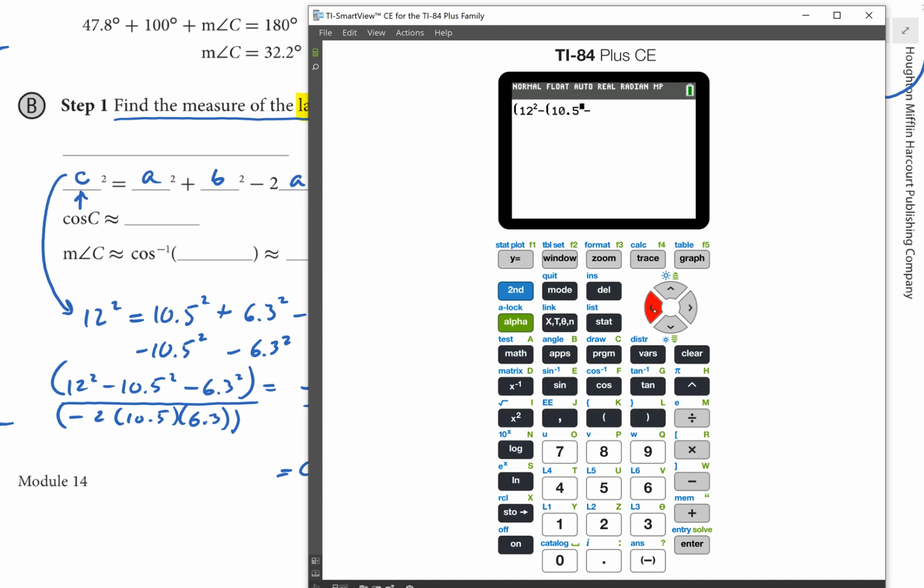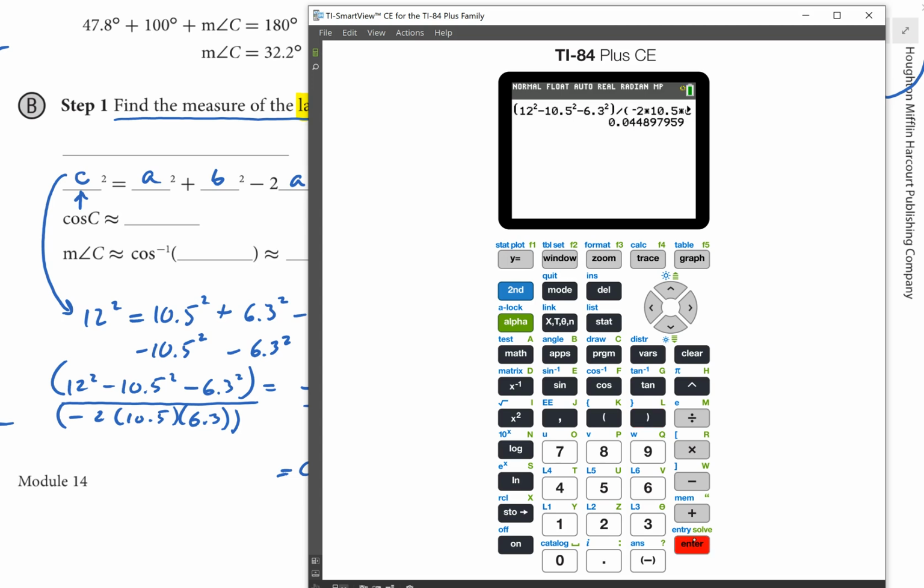12 squared, I don't need this parenthesis either. Here, I'm just going to start over. So 12 squared minus 10.5 squared minus 6.3 squared. Okay, close the parenthesis for the top. And then divided by, start a parenthesis for the bottom. Negative 2 times 10.5 times 6.3, and then close the parenthesis for the bottom. So it's really important that you put the entire top in a set of parentheses and the entire bottom in a set of parentheses. Otherwise, that's not going to work out right.